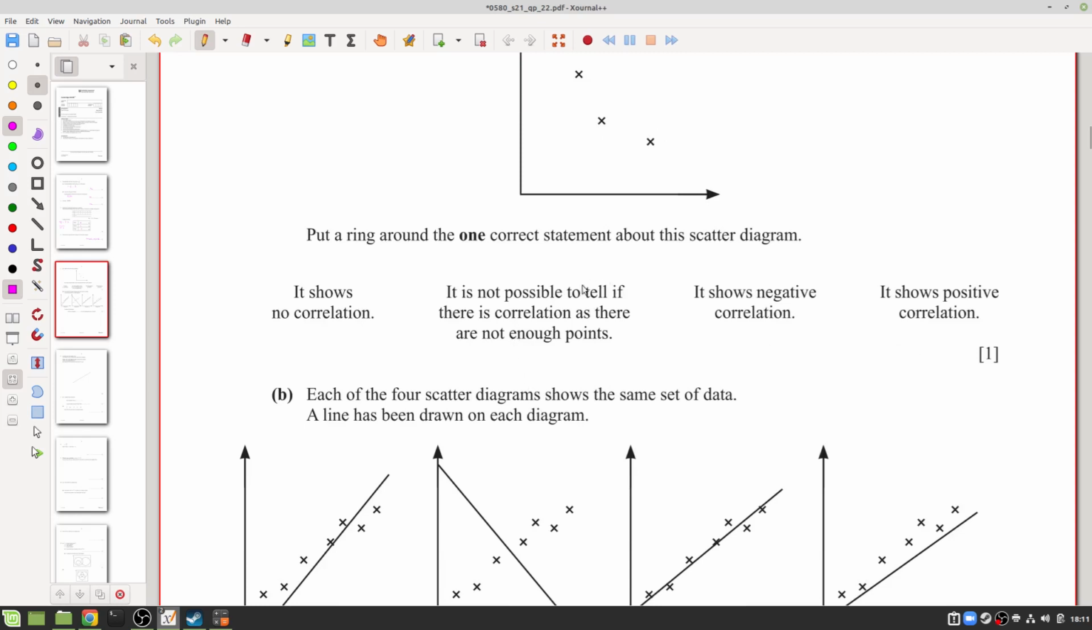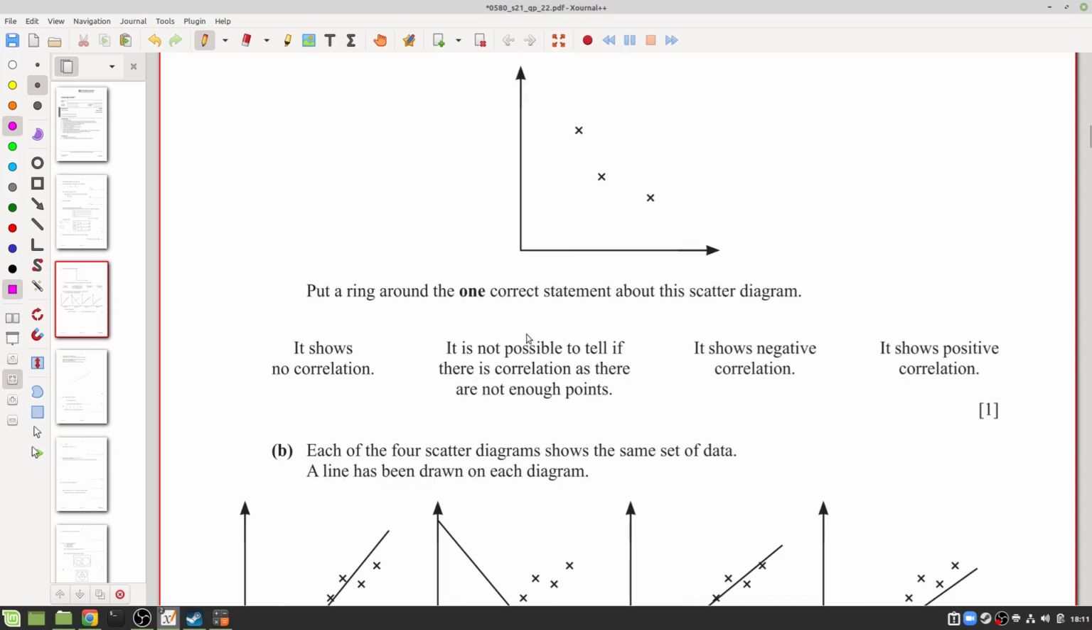Not possible to tell if there is a correlation, as there are not enough points. Maybe for that they probably have to tell you a minimum number of values to show if there's a correlation or not. So I don't think we can say this one unless there's something specific in your syllabus that says shows a negative correlation. I think that's true. Shows a correlation like that, sort of, right? That's a negative correlation. I'm gonna circle this one.